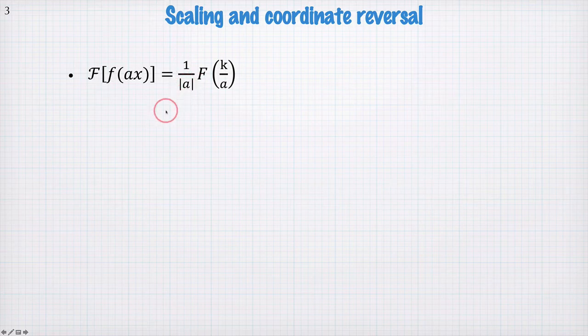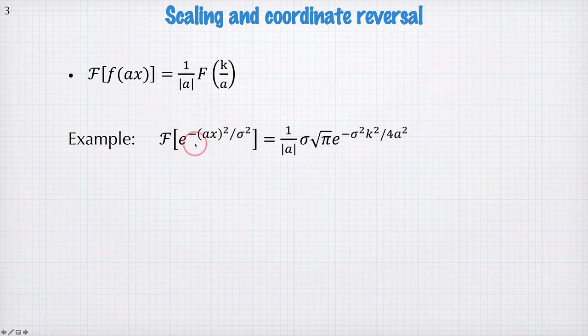So for example, if we have a Gaussian here where the x-coordinate is scaled by a, then the magnitude is scaled by 1 on a, and this k up here is scaled by 1 on a, which gives us a factor of a squared here, along with this 4.